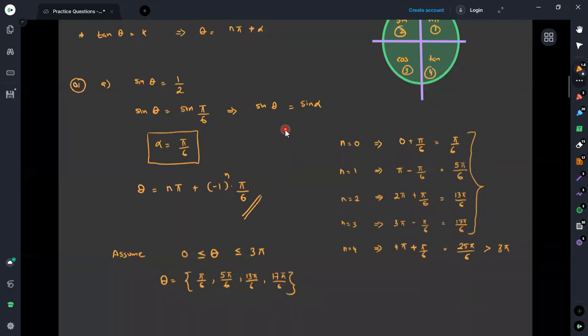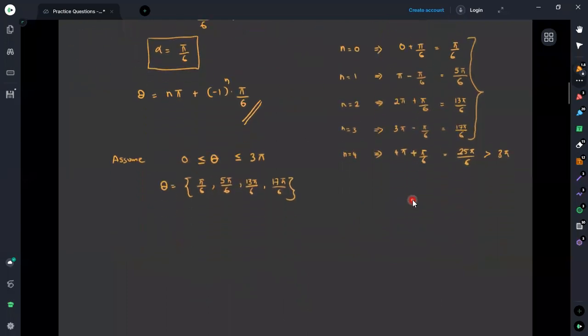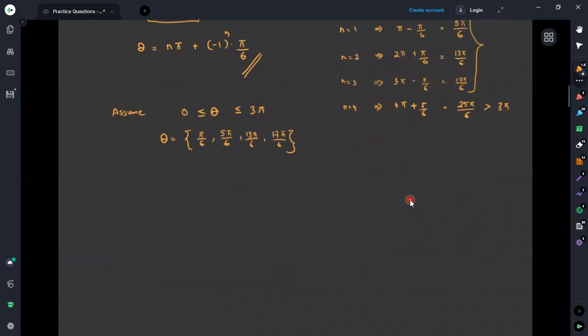But in all the other cases, we can take any of these values if no limit for theta is mentioned in the calculation. That is why we are saying the general solution for theta is equal to nπ plus or minus 1 to the power n times 5π/6. Now, in a similar manner, we will move on to the next one.